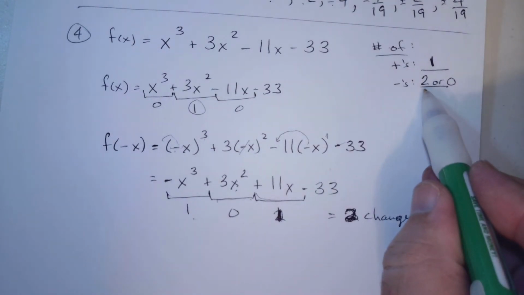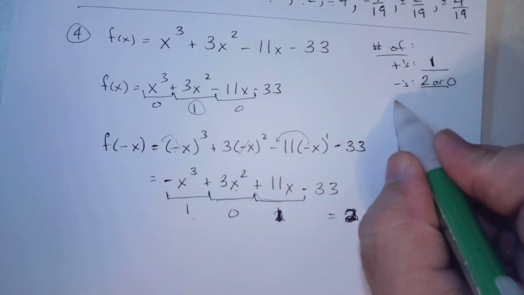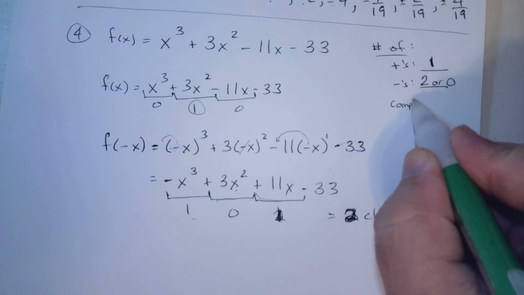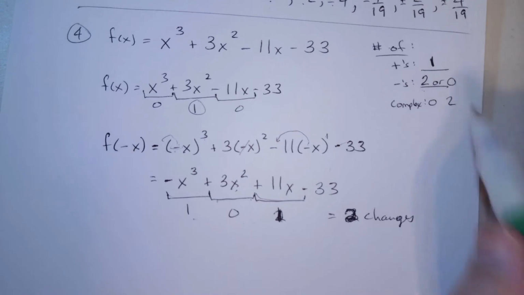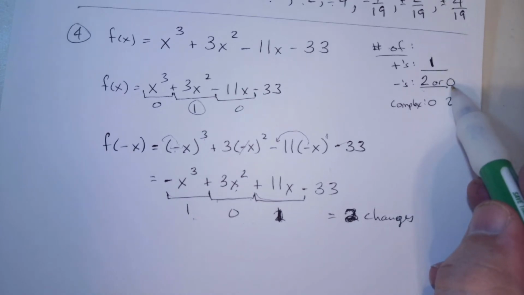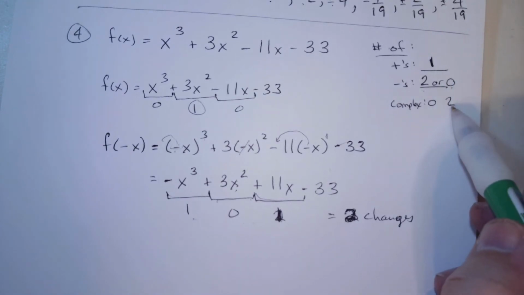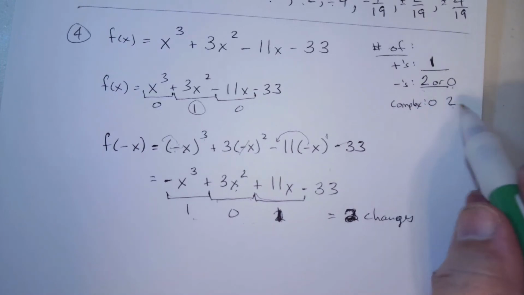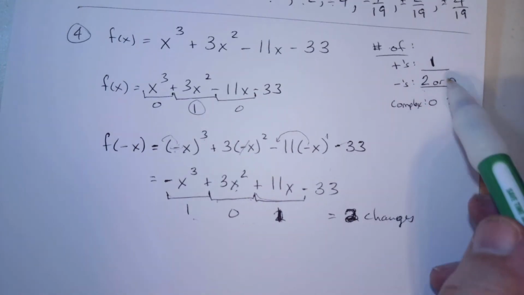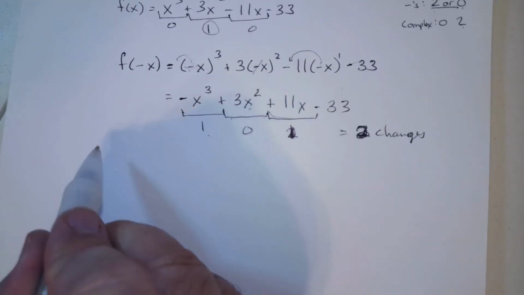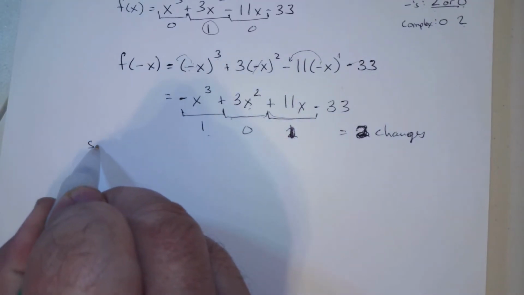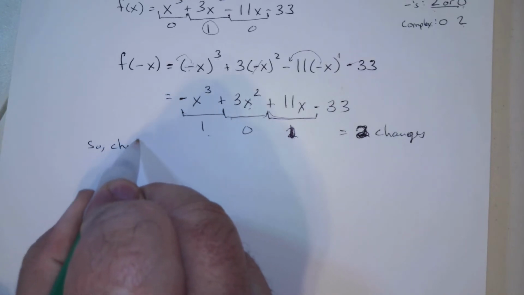If the number of negatives is 0, then we have to have 2 complex numbers. Those are imaginaries, i's, because together we have to have 3 answers total. So check.